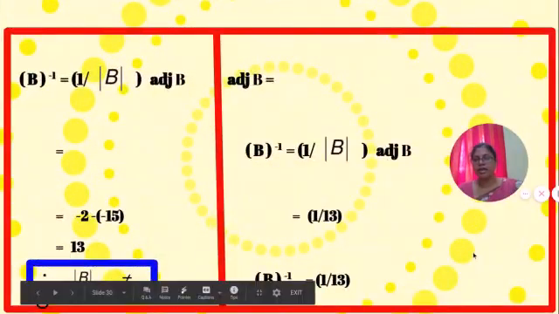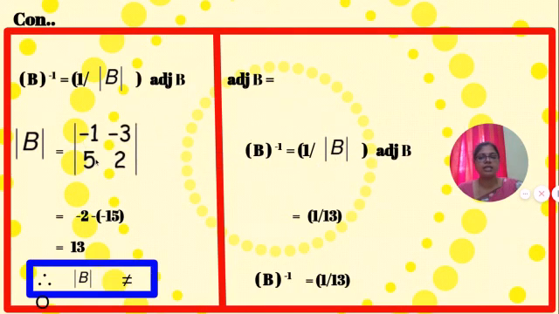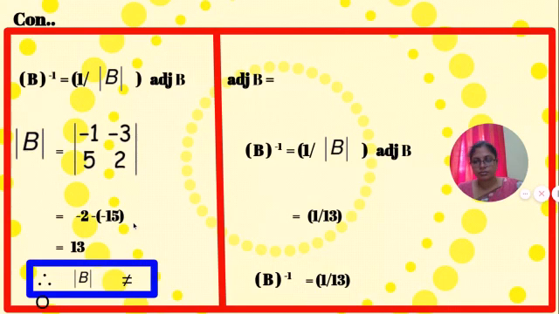Now we have to find the B inverse. This is the formula for B inverse. B inverse is equal to 1 by modulus of B into adjoint of B. Before finding the inverse, we have to verify whether the inverse exists. For that, we have to find whether the modulus B is not equal to 0. So first we find the modulus B. Modulus B is |-1 -3; 5 2|, which is minus 2 minus of minus 15, that is 13. So my modulus B is 13, which is not equal to 0.